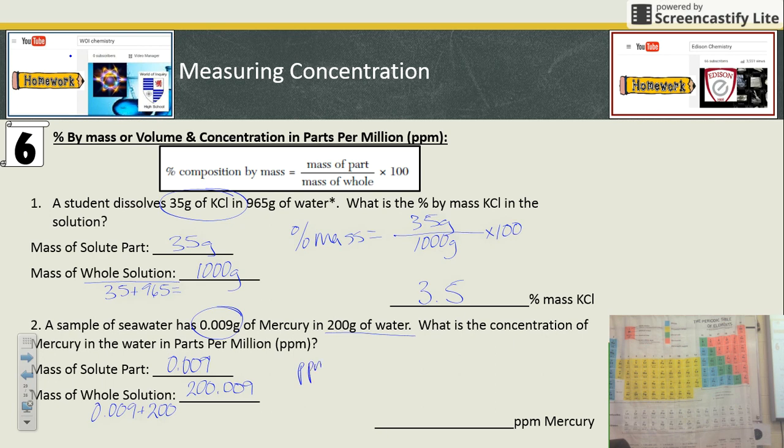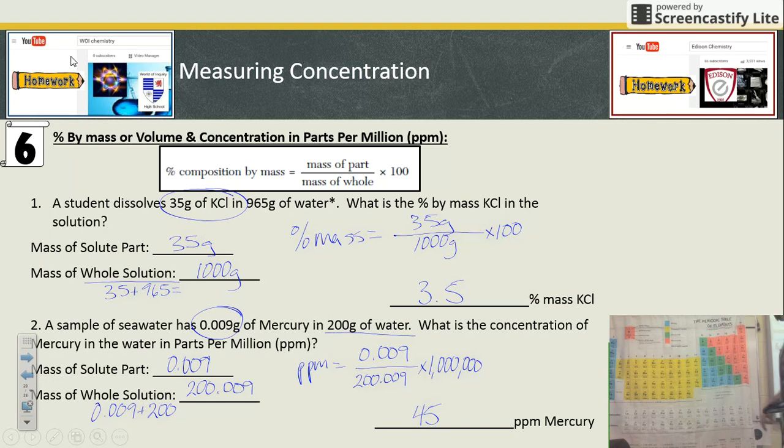So the parts per million equals 0.009 over 200.009. Instead of 100, we're going to multiply by 1 million. And I'll figure that out here. So 0.009 divided by 200.009, multiply by 1 with 6 zeros after it. 44.99. So I'm going to call that 45 parts per million.